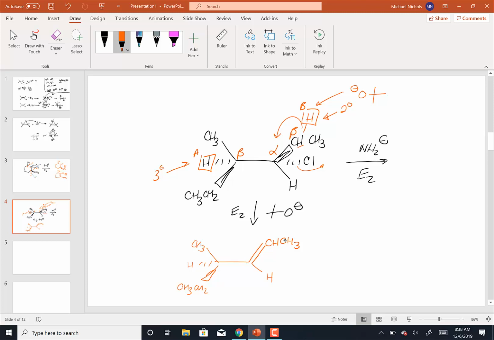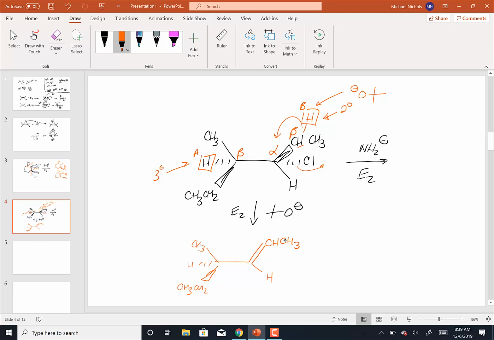What does E1 give you? The double bond that is most stable, most substituted. So NH2 minus gives you the same most substituted product that E1 does, except the beta hydrogen that's lost in the NH2 minus reaction has to be antiperiplanar, because that's the rules. NH2 minus, E2, beta hydrogen's got to be antiperiplanar.